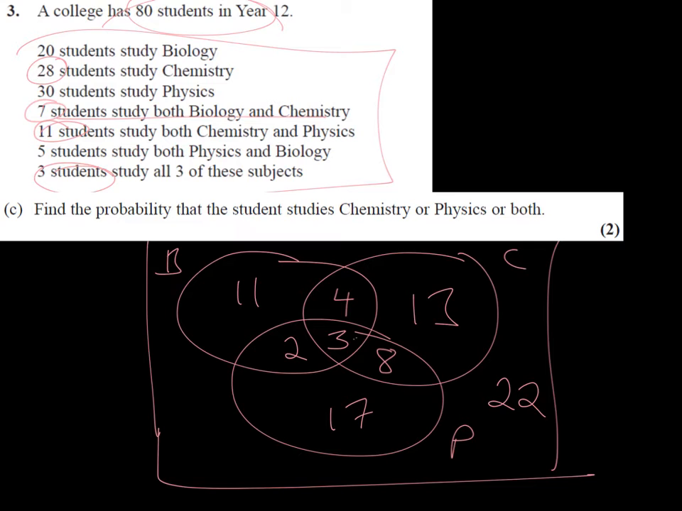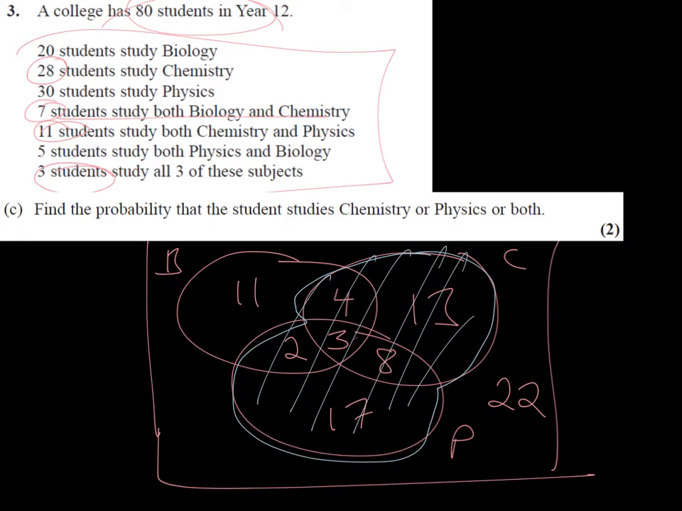In part C, we're asked to find the probability that the student studies chemistry or physics or both. Now, a couple of different ways of doing this. First of all, looking at the Venn diagram then. The probability that the student studies chemistry or physics or both. So that is, in effect, anyone in this region here. Anyone in this region here is going to study chemistry or physics or both. So the simplest thing you can do is to add up all the numbers here, and you will end up with 47 over 80.